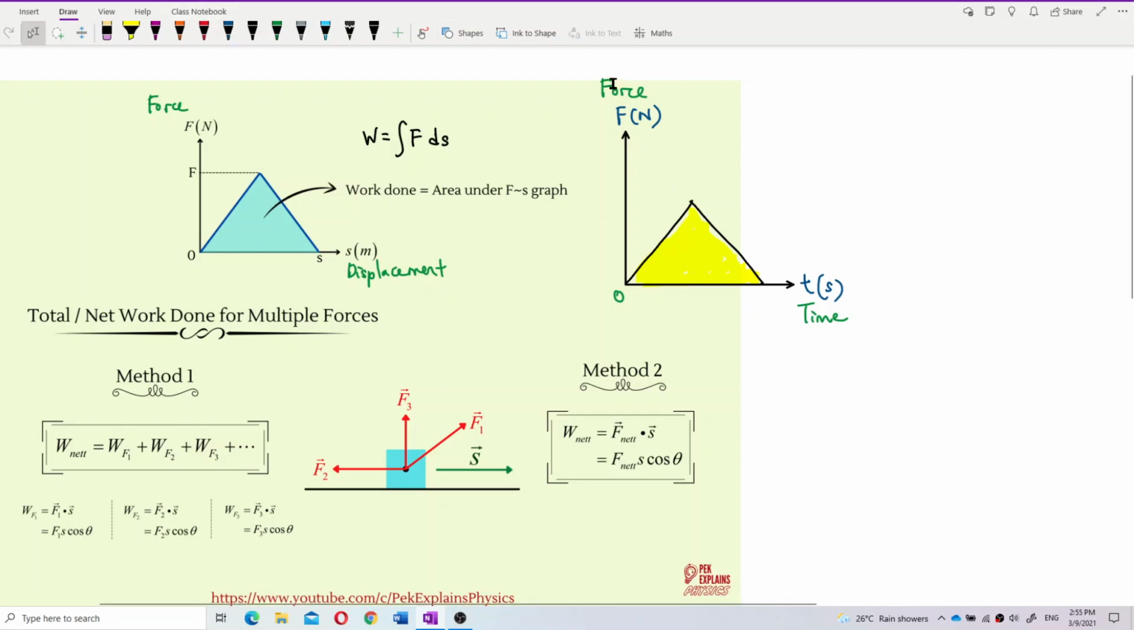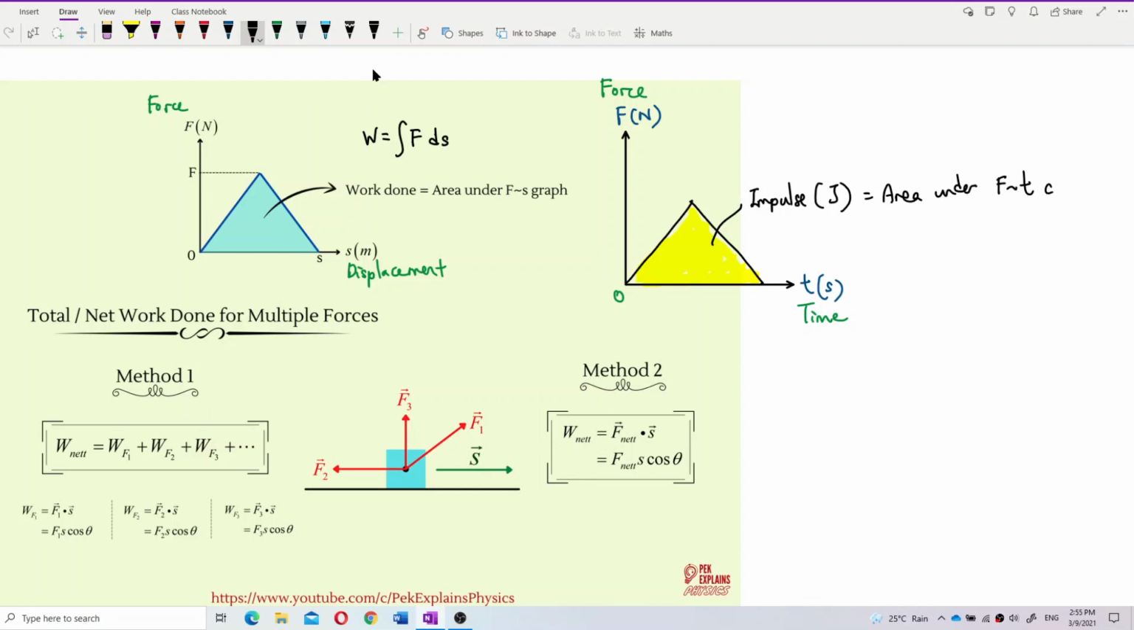Here you see, this one is a force versus time graph. The area under this graph, what is it? It's called impulse, with the symbol J. It is the area under the force time graph.